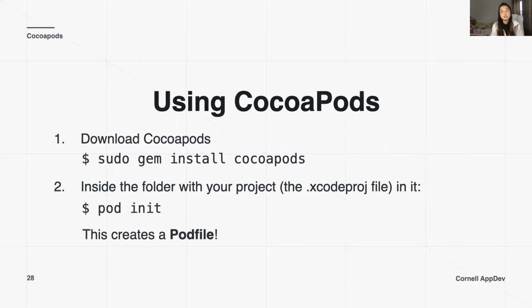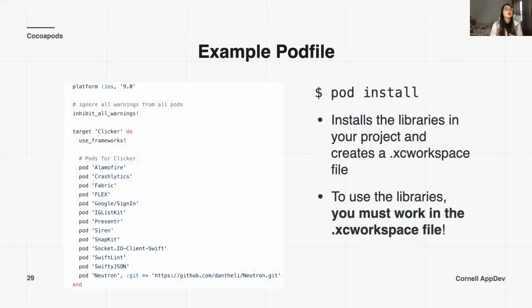In order to actually start using CocoaPods, you first have to install CocoaPods onto your machine. You do that by running sudo gem install cocoapods in your terminal. We'll go through this demo later so you see what I mean. Once you've installed CocoaPods, you just go into the folder with your project and write pod init, and this will create a Podfile for you. The Podfile basically looks like a text file.